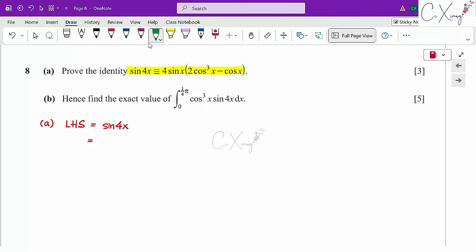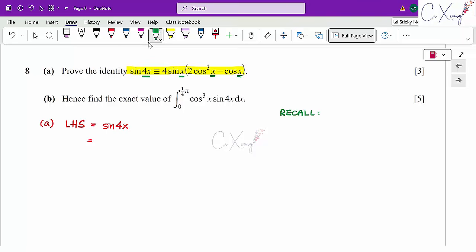Now, on the right hand side all the angles are single angles, so you can see that all of them are x. But on the left hand side, we have 4x as an angle. So if you want to expand 4x into single angles, we might need to apply the double angle formula multiple times.